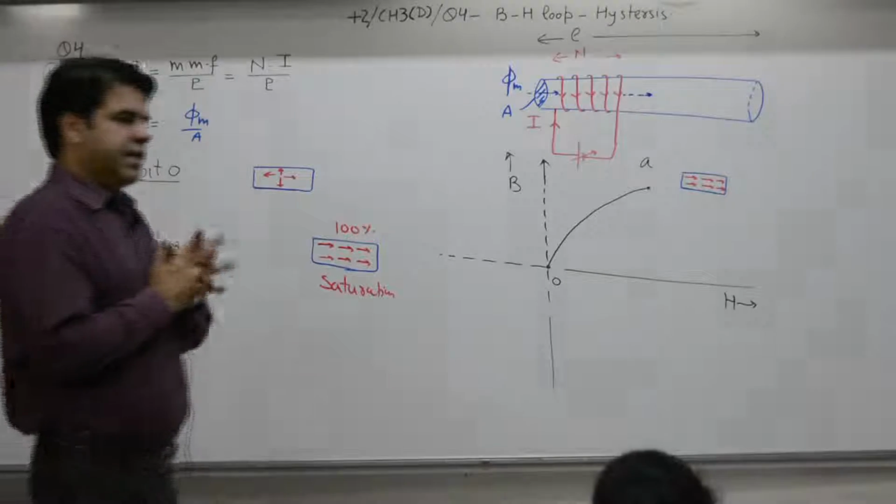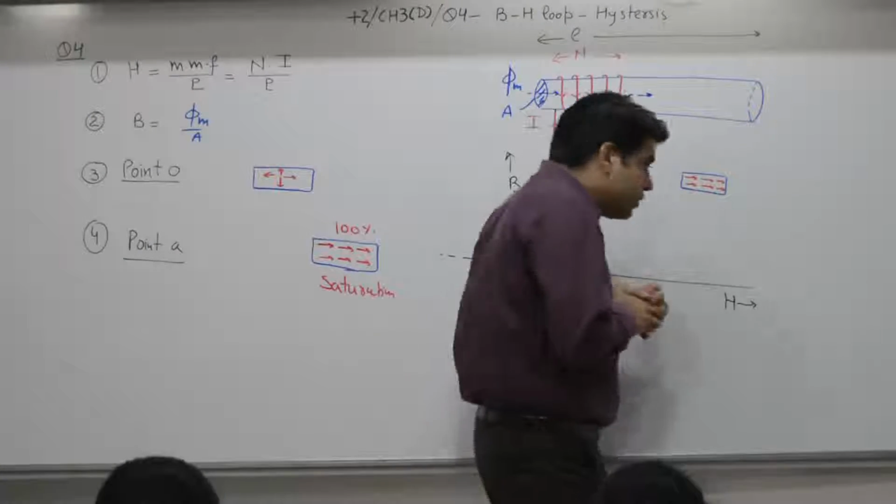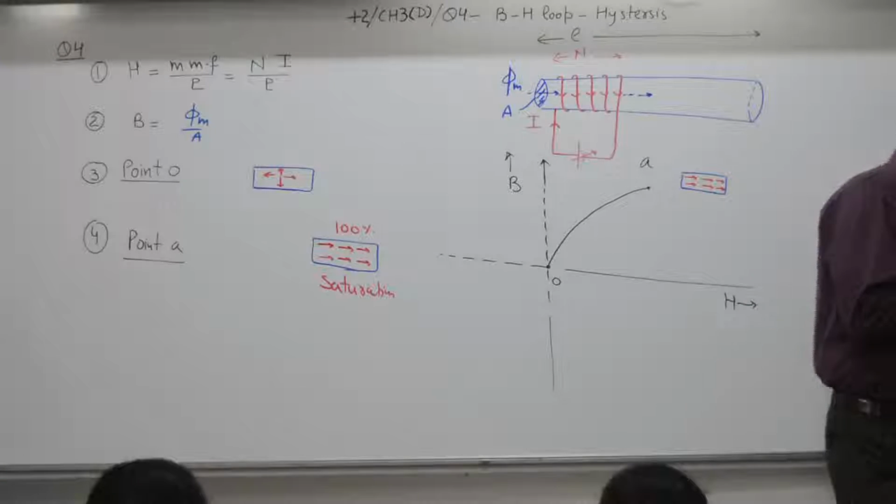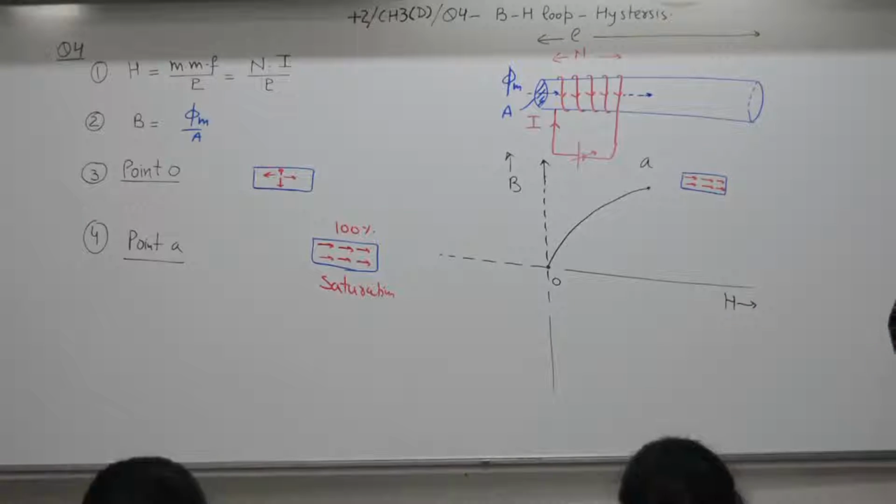As current increases from 0, orientation increases. At A, all magnetic dipoles are oriented.